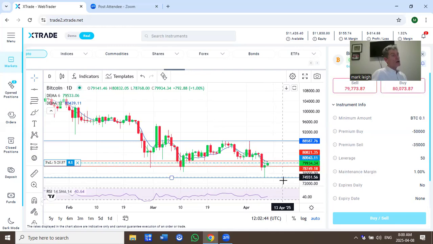Sellers looking to break below the 80, buyers looking to maintain above the 80,000.